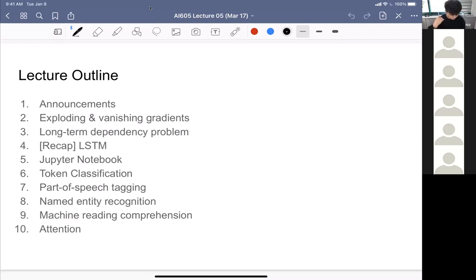And then we'll be moving to token classification, which is oftentimes used for tasks such as part of speech tagging, named entity recognition, and machine reading comprehension, and many other tasks actually. So this is a very powerful tool, very powerful framework. It's more of a formulation. And lastly, I'll briefly mention why we need attention, not just LSTM, to do really better understanding of language.